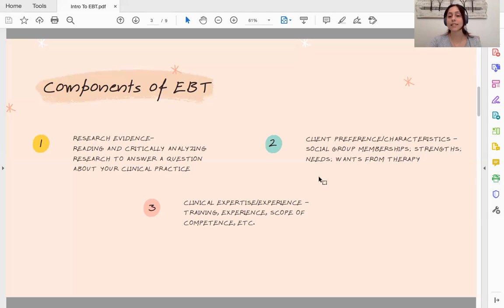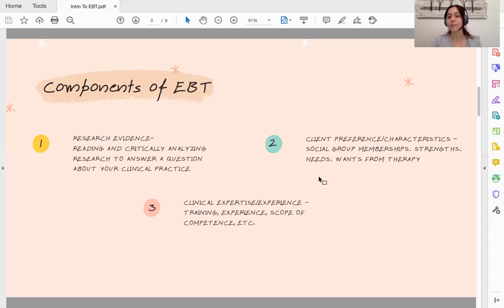So the next component is client preference or client characteristics. And this basically includes your client's individual characteristics, such as their social group memberships, gender, race, ethnicity, and so on, their strengths, their needs, and so on. It also includes their preferences, meaning their wants for therapy and their wants from the therapy experience itself. This is why anyone who's taken an assessment class with me knows that I stress collaborative development of treatment plans. Your amazing 100% research-based treatment is useless if your client's not going to do it.